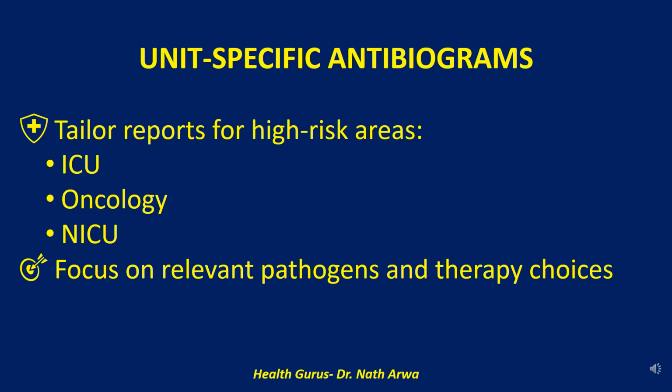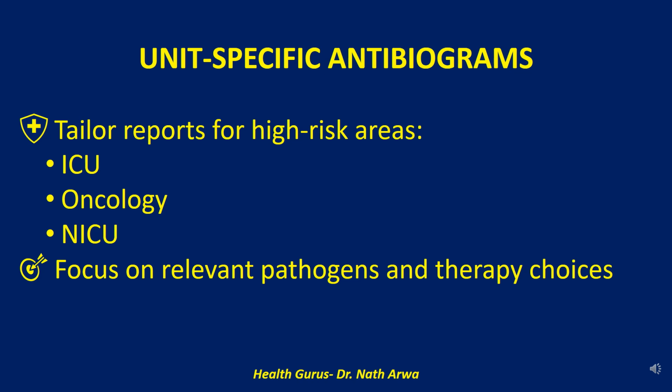When building a unit-specific antibiogram, it's not just about breaking the data down by location. It's about being strategic. Focus on the bugs that matter most in that unit. And more importantly, on the drugs that are typically used. In the ICU, that might mean spotlighting pathogens like Pseudomonas, Acinetobacter, and resistant Enterobacterales, alongside carbapenems, piperacillin-tazobactam, and colistin.